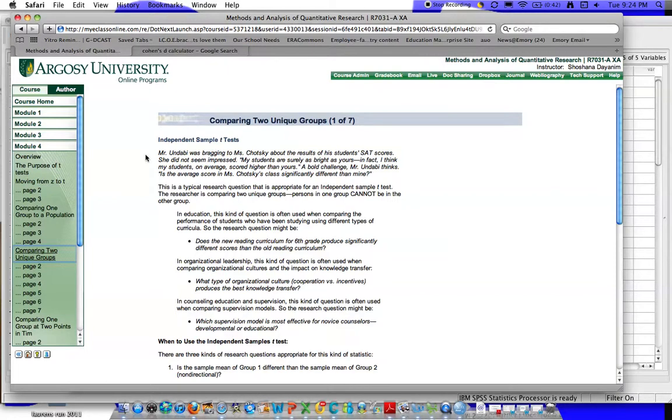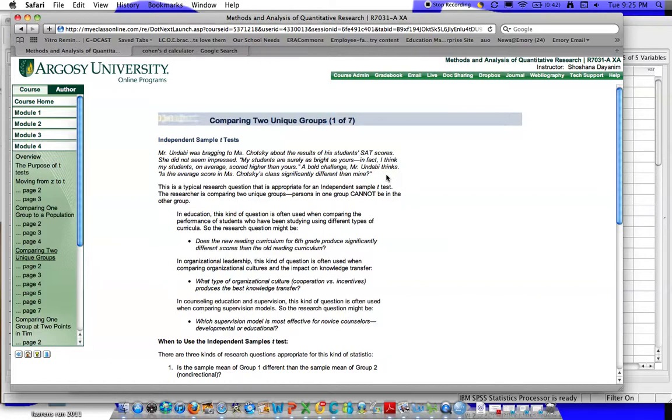Mr. Undabi was bragging to Ms. Chotsky about the results of his students' SAT scores. She did not seem impressed. "My students are surely as bright as yours. In fact, I think my students on average scored higher than yours." A bold challenge, Mr. Undabi thinks. Is the average score in Ms. Chotsky's class significantly different than mine?